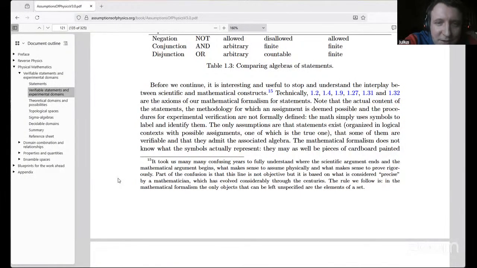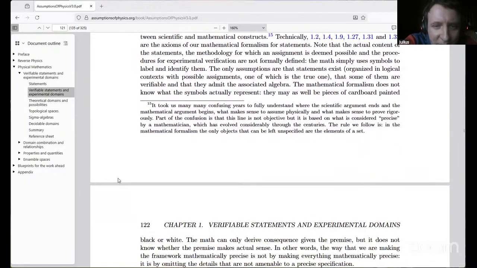Okay, so technically, yeah, those are the 6 axioms of our mathematical formalism for statements. Note that the actual content of these statements, the methodology for which an assignment is deemed possible, and the procedures for experimental verification are not formally defined. The math simply uses symbols to label and identify them. The only assumptions are that statements exist, organized in logical contexts with possible assignments, one of which is the true one, that some of them are verifiable, and that they admit the associated algebra.